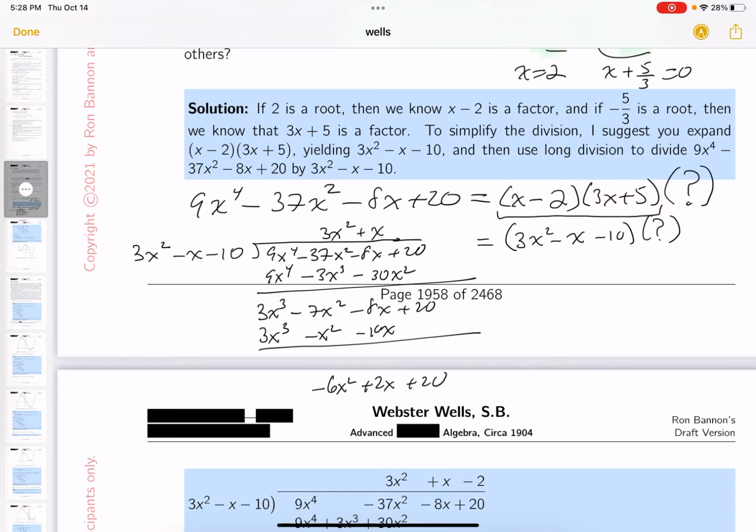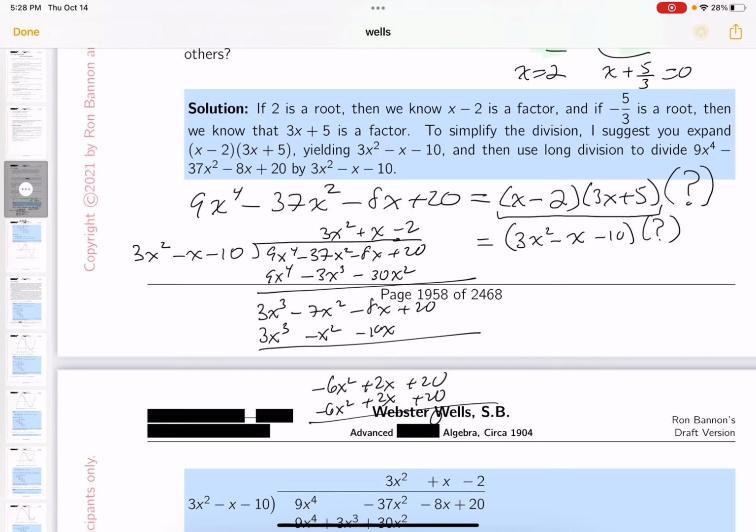I'm going to repeat. Minus 2. What do you get? Well, you get minus 6x squared. Minus 2 times x is plus 2x. And minus 2 times minus 10 is going to be plus 20. So yeah, I get a remainder of 0. So now I found the missing factor.